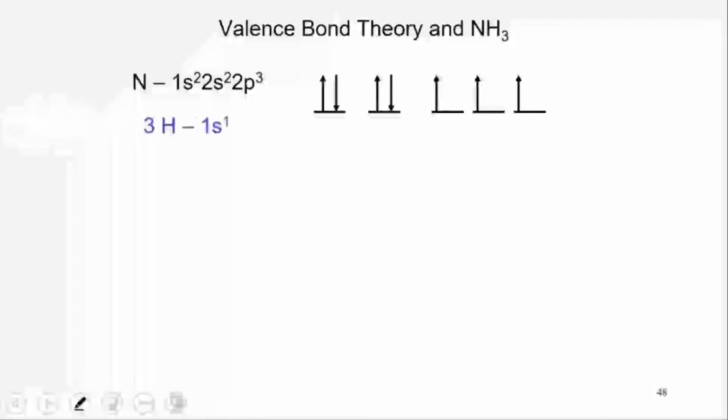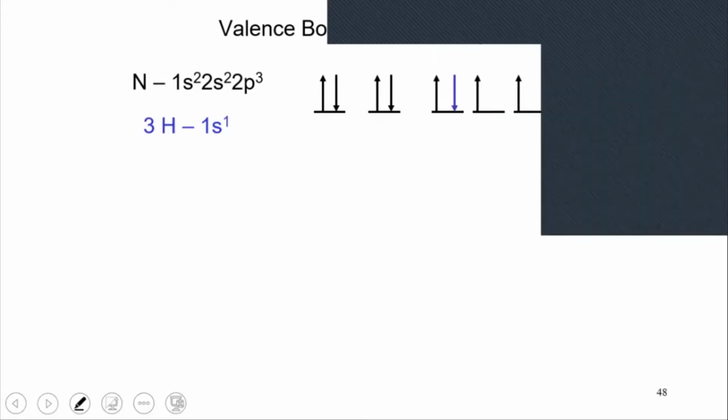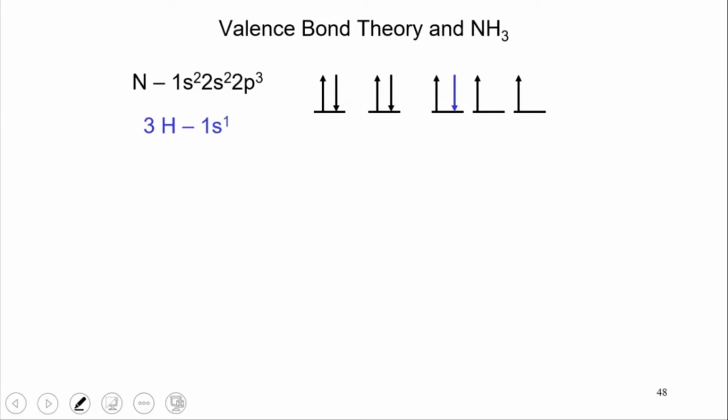Now I'm going to bring 3 atoms of hydrogen, each one of those having a single electron in a 1s orbital. So the idea is that if the 1s orbital of each hydrogen can overlap with one of the p orbitals of nitrogen, you would be able, therefore, to increase the stability by putting an electron in each one of these where you can have more stability by pairing the spins. So the next one would be here, and the last one would be there. So this is what valence bond theory initially would predict.